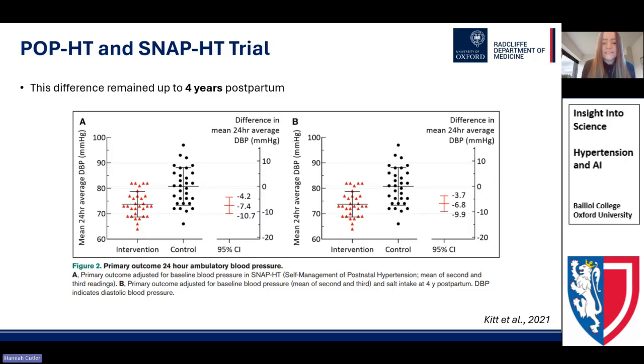And they also found that this difference remained up to 4 years postpartum. So just simply by tightly controlling blood pressure, they were able to control the blood pressure for a long period of time afterwards.